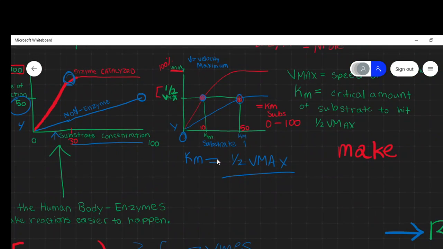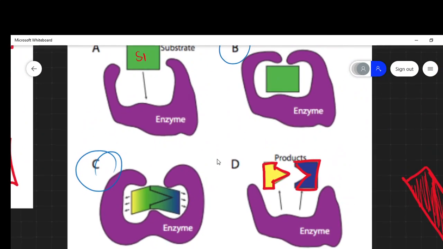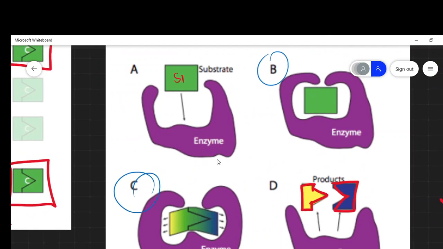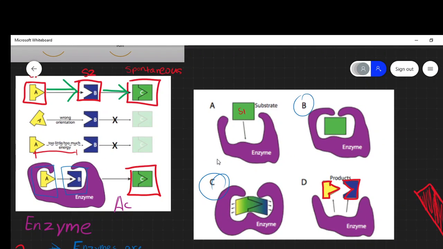If we look at this picture right here, these two pictures show us how enzymes work. In the body, you have molecules called substrates, and these substrates go into an enzyme and bond to the active site to let the enzyme do its work. Enzymes can do one of two things. They can either combine two substrates, or they can take one substrate and split it into two.